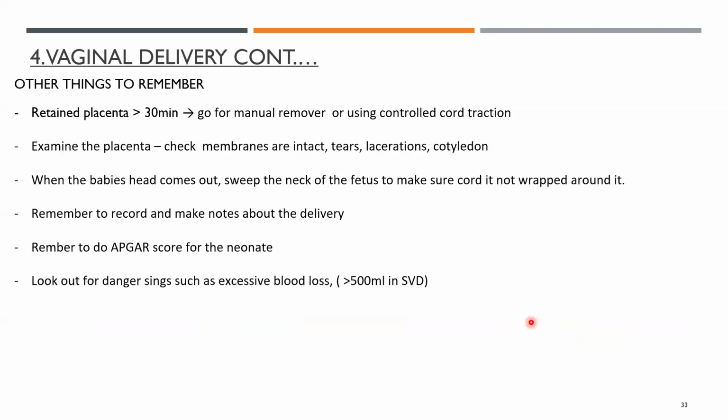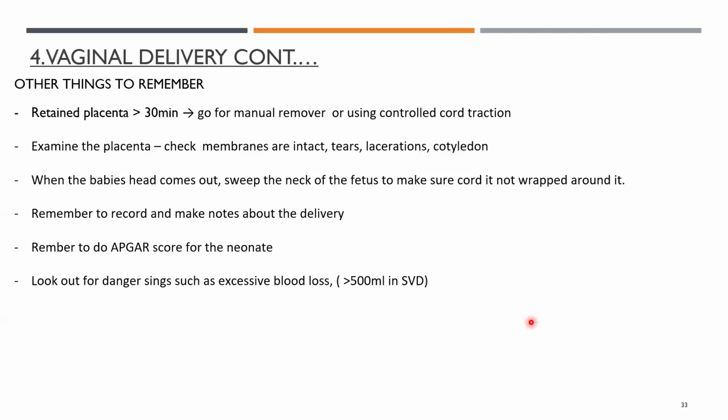Other things to remember when you're talking about vaginal delivery: if there's retained placenta, anything greater than 30 minutes, you go for a manual removal or you do a controlled cord traction. Manual removal will involve you holding the uterus from the fundus on top, going inside the uterus with your other hand and gently sweeping the placenta. So you're literally dislodging the placenta from the uterine wall and removing it.